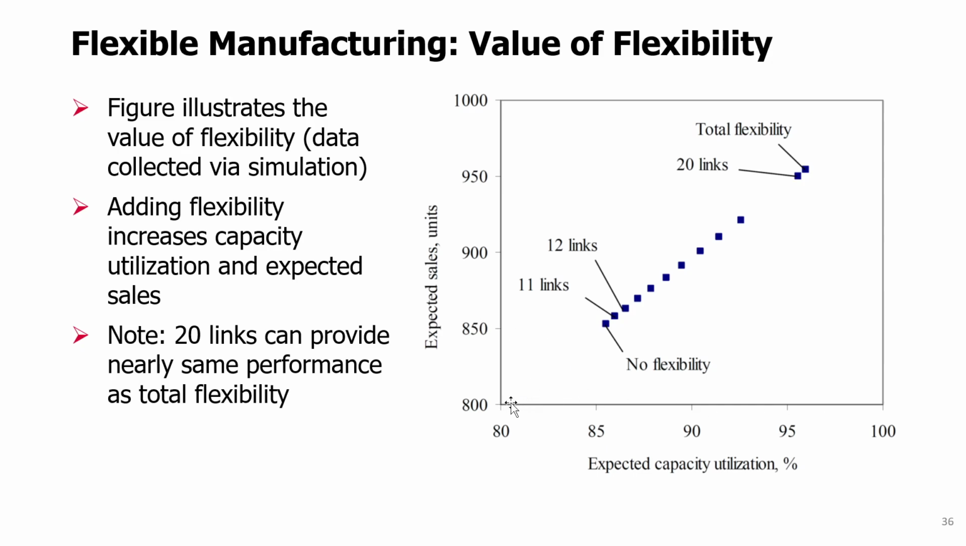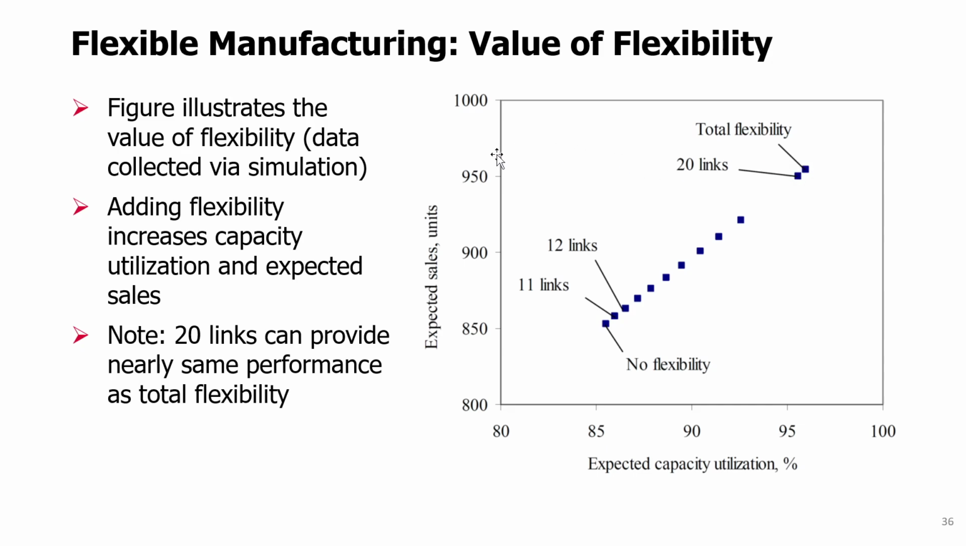And of course, those numbers, both utilization and expected sales, will grow as we add more flexibility. But the interesting thing is that with total flexibility, when we have 100 links, where each plant can produce each vehicle, we get about 96% utilization and 960 expected sales. Notice we will never reach 1,000 sales, but that's of course the feature of the system. Even if we have 100% flexibility, the expected sales will always be smaller than expected demand.